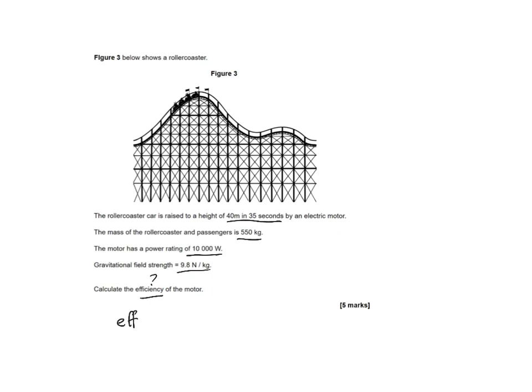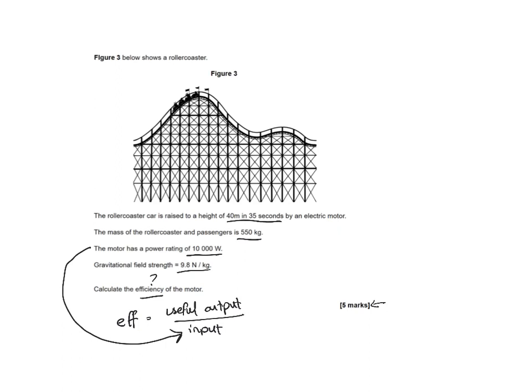I know that efficiency, firstly, is the useful output. Now, this is a 5 marker. This is a high-end question. This is for those of you who are targeting to get something above 7. So that's useful output over the input. Now, where can I get my input? Well, I can get my input from here, because it tells me the motor has a power rating of 10,000 watts. It means the motor is telling you that it's going to give you 10,000 joules of energy for every second. Remember, that is energy over time. So that means it's giving me 10,000 joules per second.